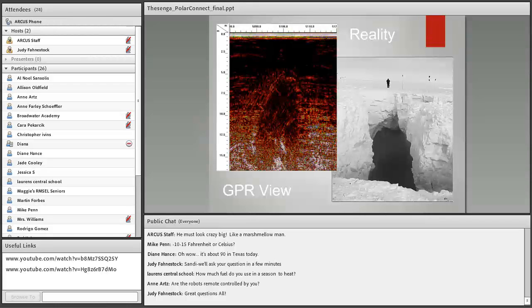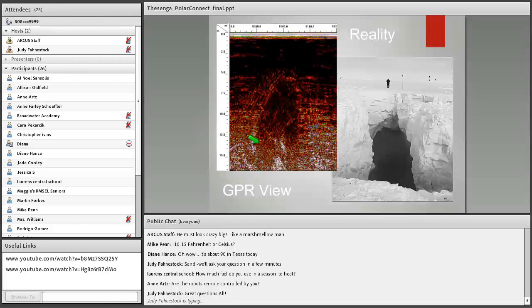We are on the GPR view and reality. Okay, so this is the actual reality of what we're seeing and what actually is underneath the ice. So on that GPR view, you can see that there looks to be like this big thumb almost rising up out of the ice, and that's the void, and that's what we're looking for in the ice.